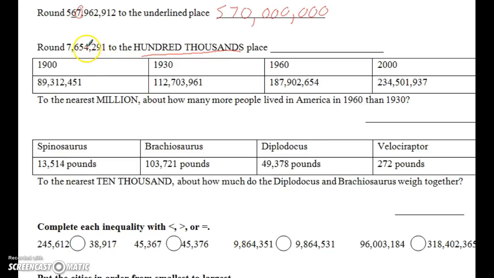Round this number to the 100,000s place. Ones, tens, hundreds, thousands, 10,000s, 100,000s. So I'm going to underline the 6, circle the bully after. It's a 5, tells me to go up. So I'm going to have 7,700,000.